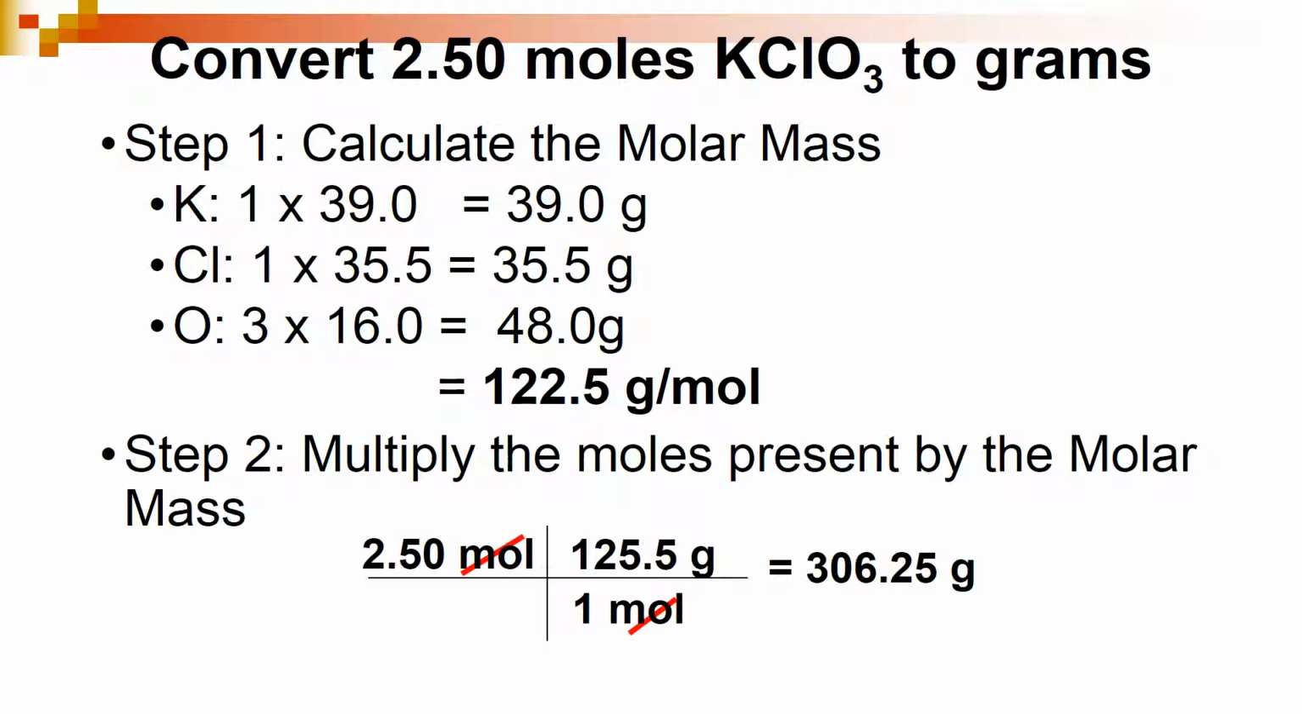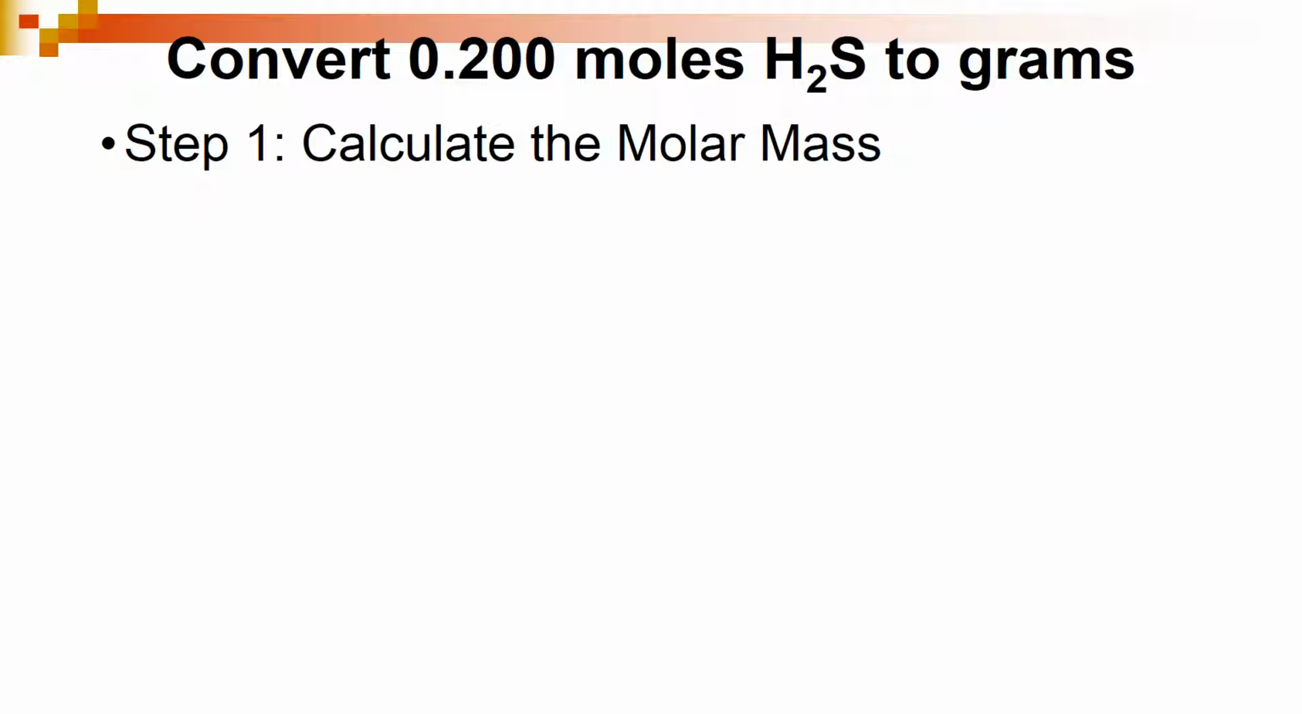Let's look at our next problem. We want to convert 0.200 moles of hydrogen sulfide, H2S, to grams. Step 1, this might seem like it's getting redundant, but if we have our process and procedure in mind to do this, then this is exactly the best way to do it.